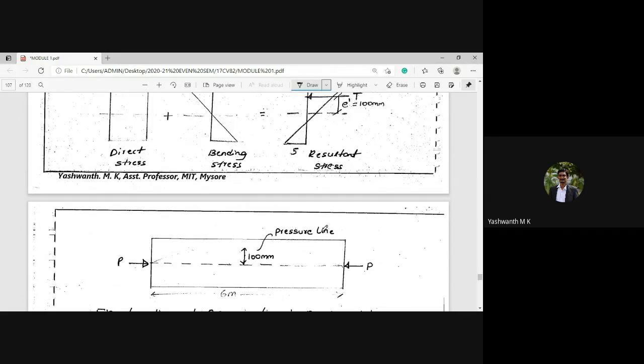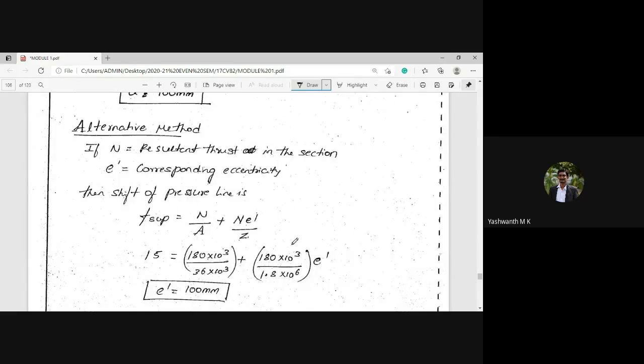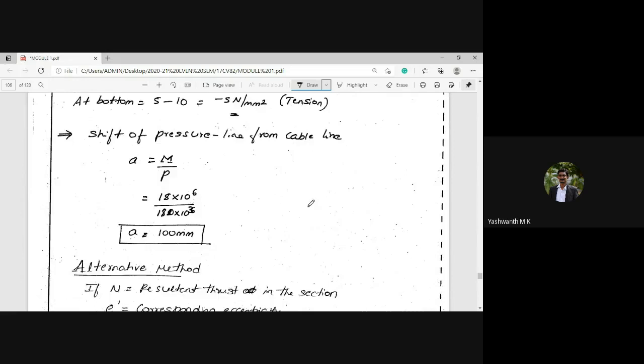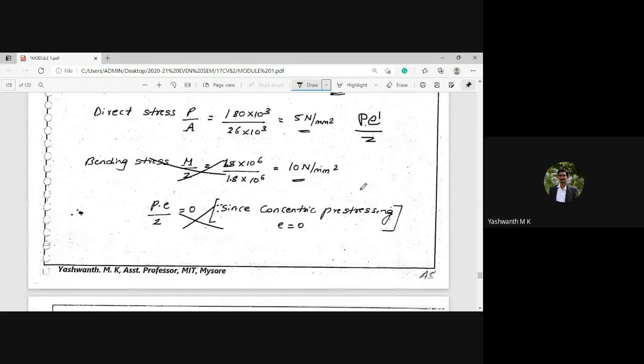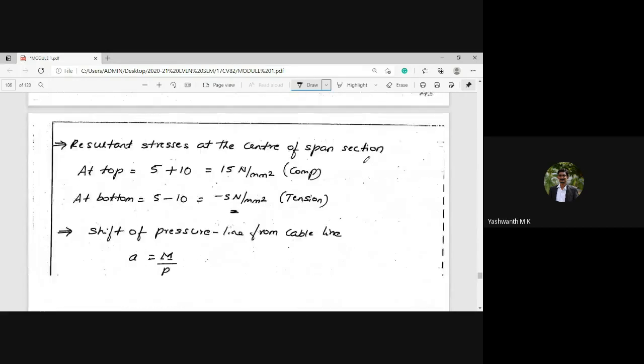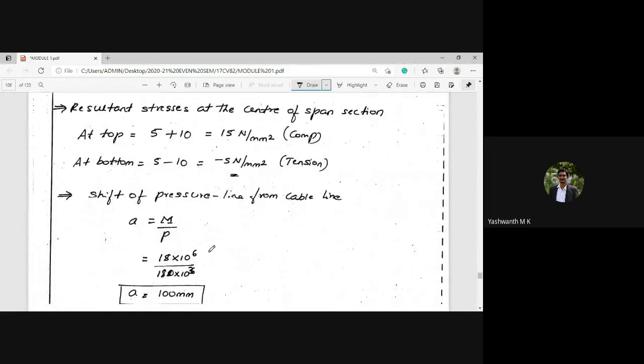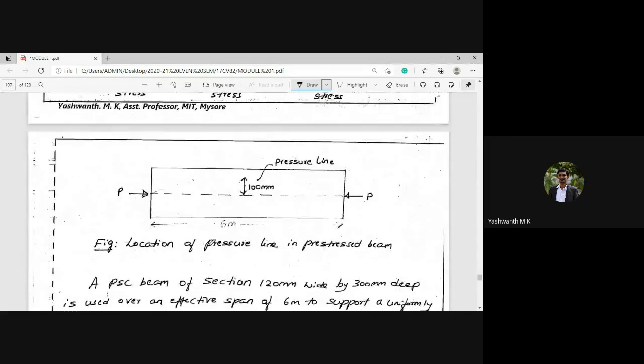So this will be the PSC beam. Next, coming to this e dash, please note down here. This will be your PSC beam, and this will be your central axis. Please observe carefully.